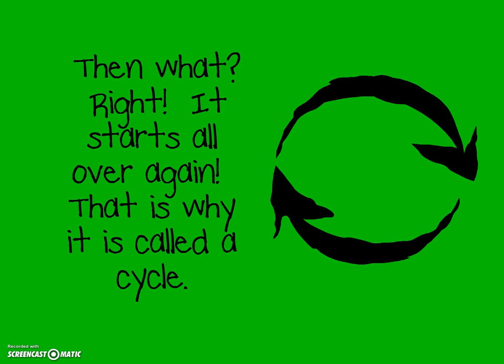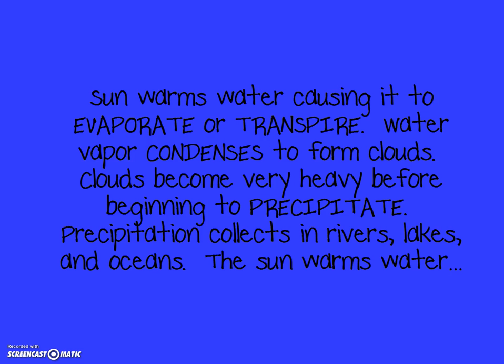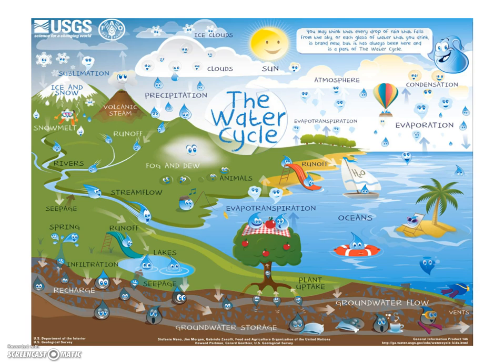Okay, so then what's going to happen next? You got water collected, you got surface runoff. It's going to start all over again because now you got this water on the ground. So the sun is going to warm the water, causing it to evaporate or transpire. That water vapor is going to condense to form clouds. Clouds are going to become very heavy before beginning to precipitate, and that precipitation is going to collect in rivers, lakes, and oceans. Then the sun's going to warm the water, and it goes on and on and on.